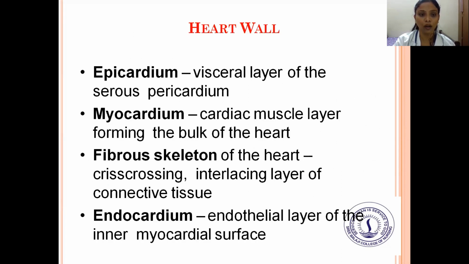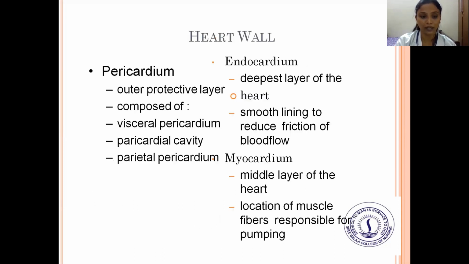Next is the heart wall. The epicardium is the visceral layer of the serous pericardium. The myocardium, also called the cardiac muscle layer, forms the bulk of the heart. Next is the fibrous skeleton of the heart, which lies in a crisscrossing, interlacing layer of connective tissue. Next, the endocardium is the endothelial layer of the inner myocardial surface. So that is the heart wall: the epicardium, myocardium, fibrous skeleton, and the endocardium.